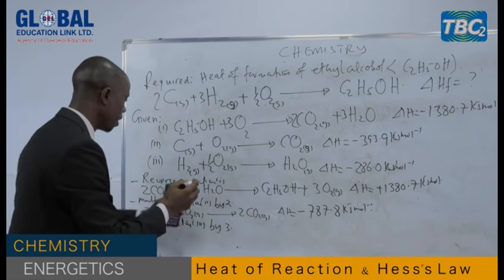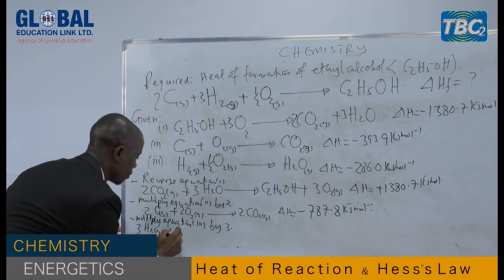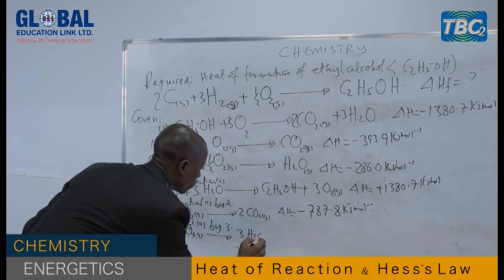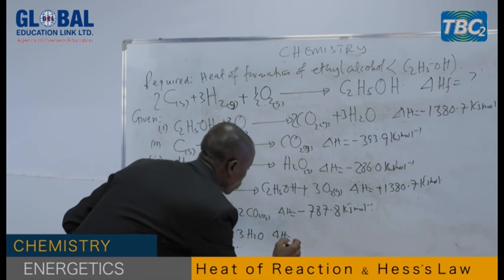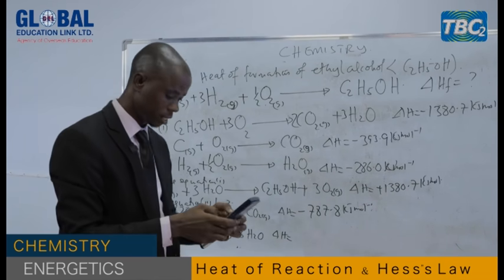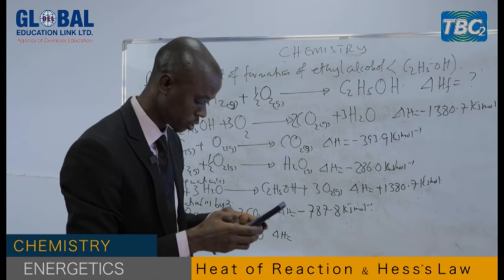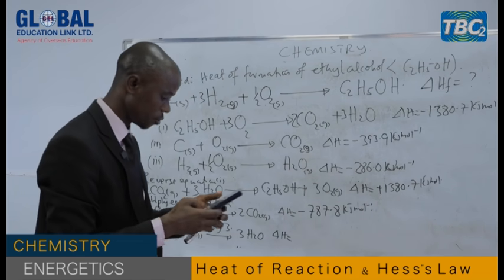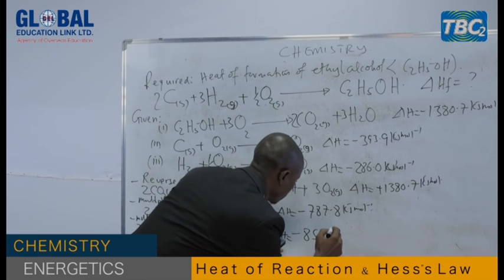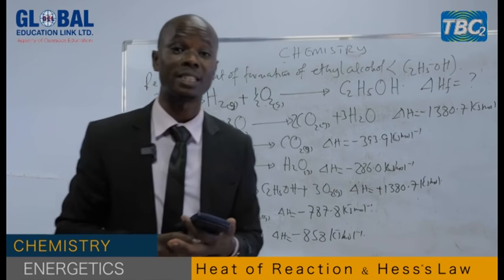When you multiply, you are going to get 3 hydrogen gas plus 3/2 oxygen gas to get 3 molecules of water. The enthalpy change as well will be multiplied. So you use your calculator, my dear students. You take negative 286.0 times 3. You get negative 858 kilojoules per mole. So we have already manipulated our data.